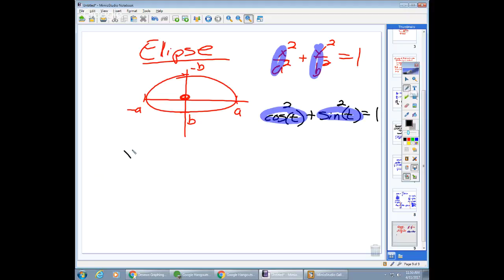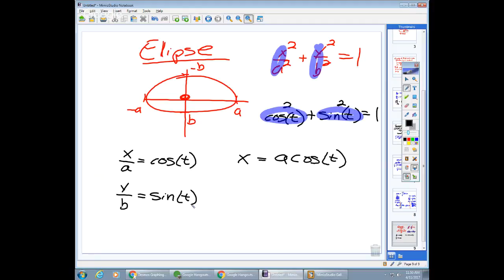So we just say, okay, let x over a equal the cosine of t, which means x would have to be a times the cosine of t. And y over b gets to be the sine of t. So y gets to be b times the sine of t. And for this example, let's let a be 5 and b be 3.